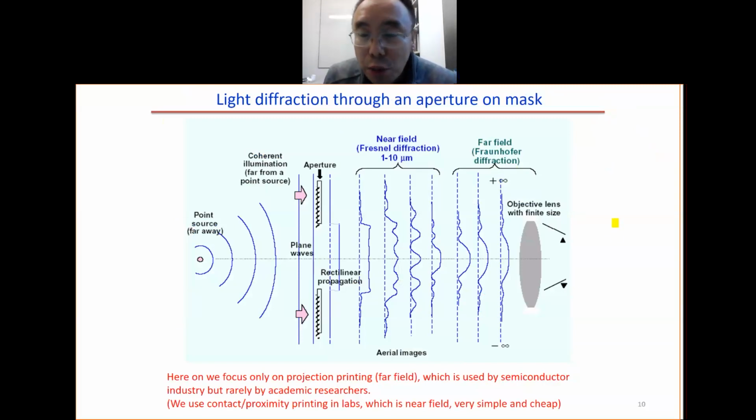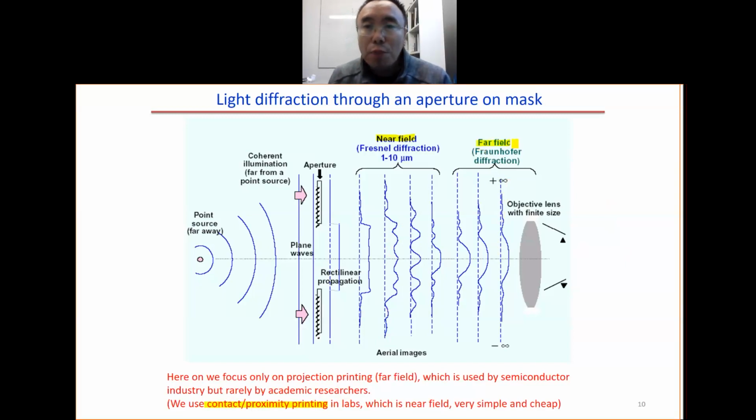So what limits the resolution? The resolution is limited by light diffraction. When we have a small aperture, for example, when the plane wave comes in, ideally we get a light profile something like this. But because of the diffraction and the interference of the diffracted light, we get a light profile something like this. This is the near field. It corresponds to the situation for contact and proximity printing. When you go very far away, this is the far field.